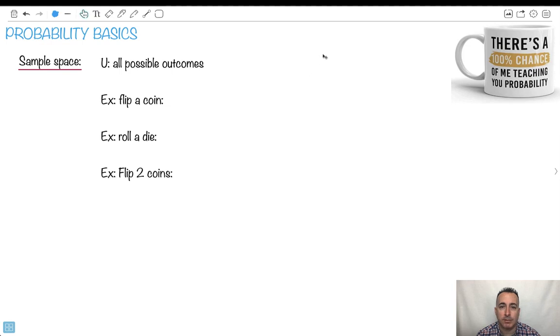So let's do some probability basics. That's why I like this mug. There's a 100% chance of me teaching you probability.